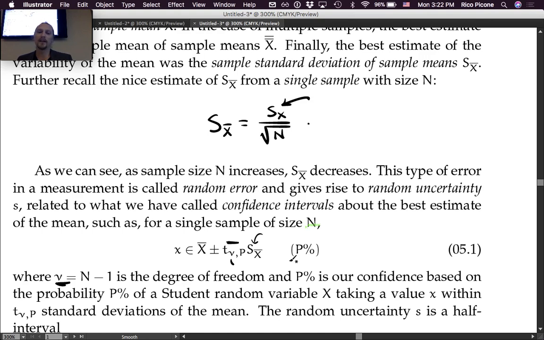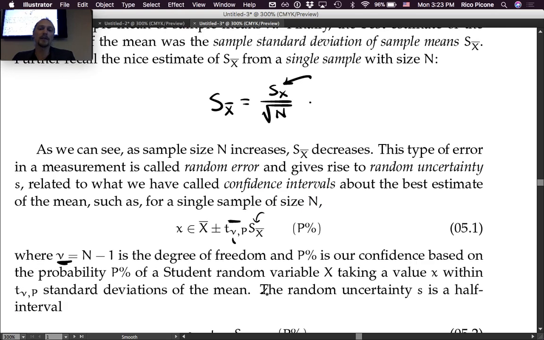So this is our confidence based on the probability P of a student random variable x taking on a value within t standard deviations of the mean. Right? Well, that's what we did. That was one of the big things we built up to in that chapter: being able to have a confidence interval with a certain confidence that was essentially the probability of that thing occurring, assuming that the random variable had a normal distribution for large n or a student's t distribution for smaller sample size n. So that's what we got.